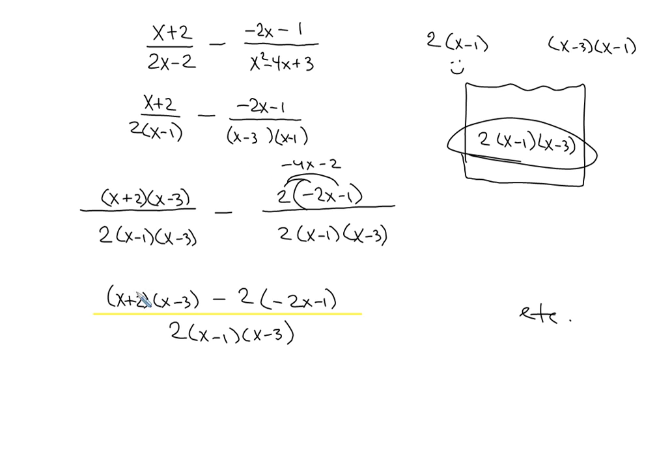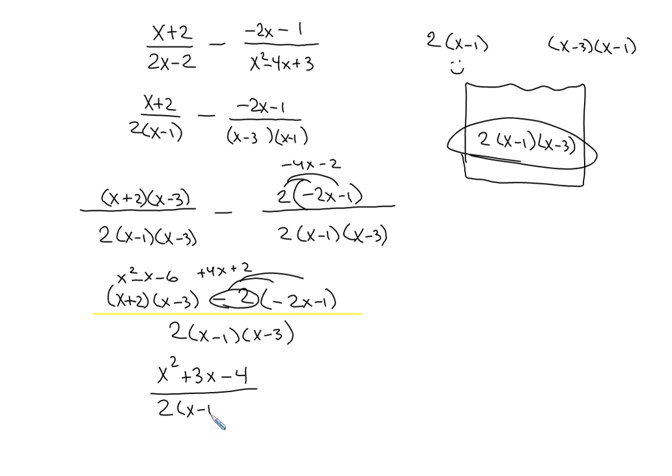So now I'm going to distribute this. Again, this becomes x squared minus x minus 6 when you FOIL it out. This, when I distribute the negative 2, becomes plus 4x plus 2. Now, do you guys see when I combine this stuff together, I get an x squared plus 3x minus 4 over 2 times x minus 1 times x minus 3.